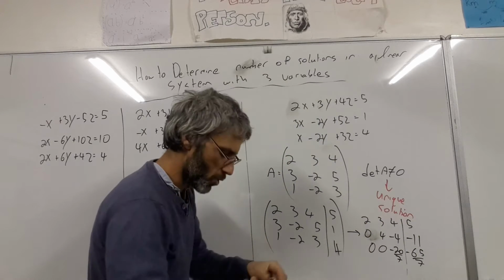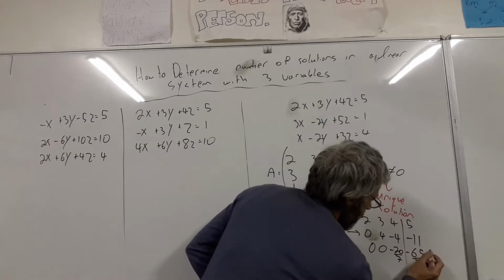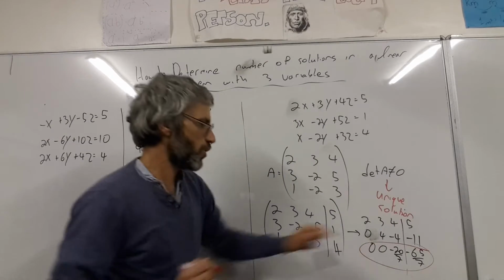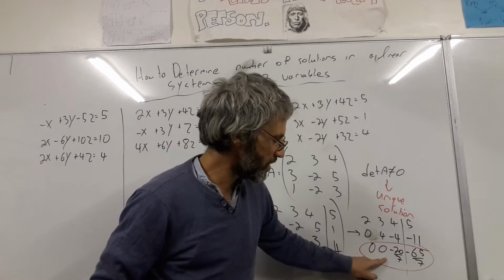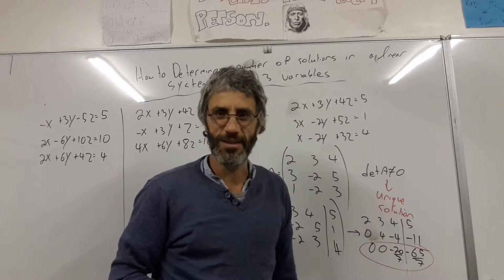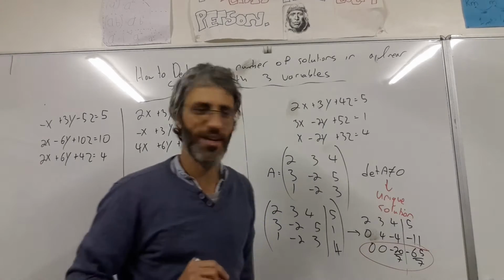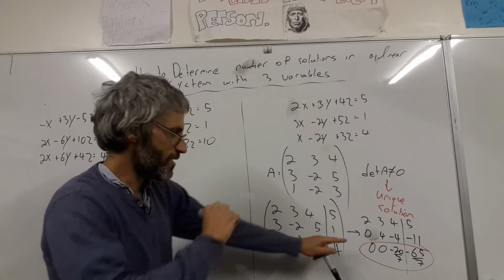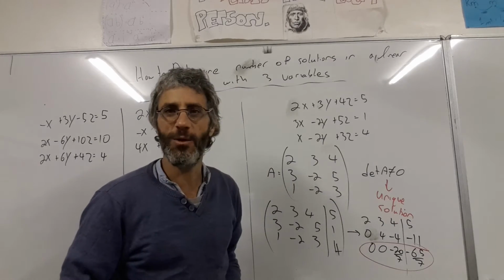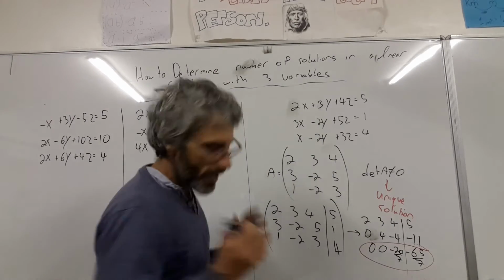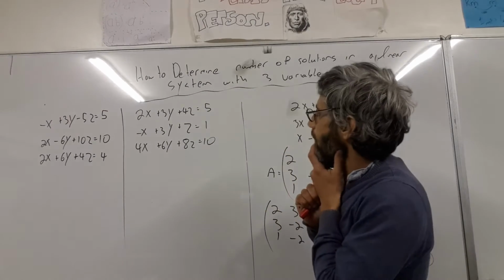But what I want you to focus on now is that row. So I have 2 zeros and a number and a number. You'll see why I'm referring to it in a minute. I didn't write the solution, but we definitely see that there is a unique solution. Now let's move on to the next one.